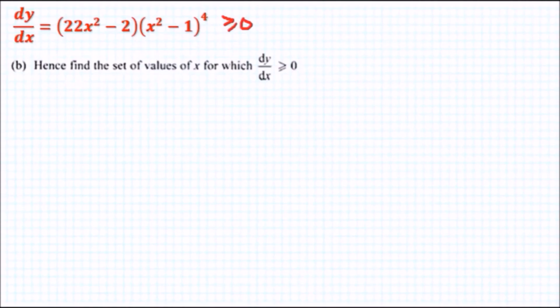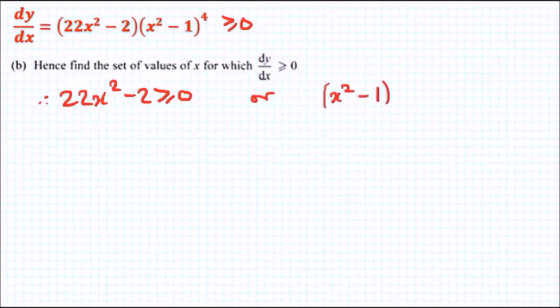Okay, so we can split this into two parts. We could say firstly that 22x squared minus 2 is greater than or equal to 0, or the second term, x squared minus 1 to the power of 4, is greater than or equal to 0. This looks like a difference of two squares, and this one also looks like a difference of two squares in fact. So let's see what we can show here.